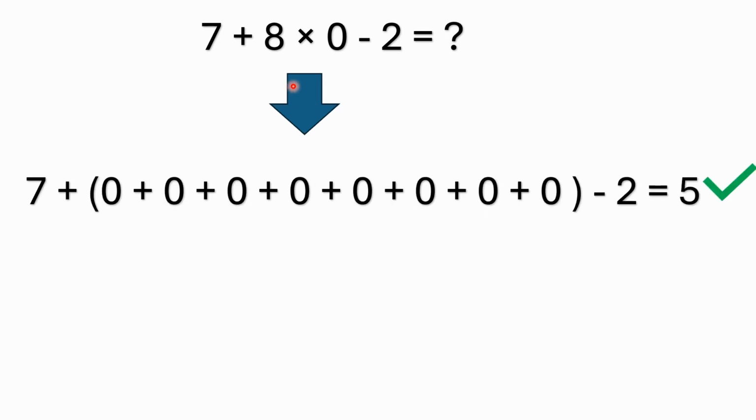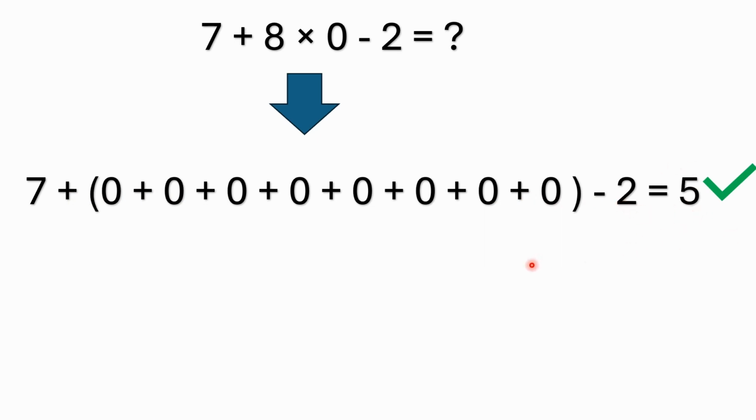And I can show you that right here by replacing the 8 times 0 with the addition of 8 zeros. Now, I know that's kind of exaggerated, but adding 0 8 times still is nothing more than 0. 8 times 0 is the same thing as adding 0 8 times. So 7 plus these 8 zeros minus 2 still equals 5.